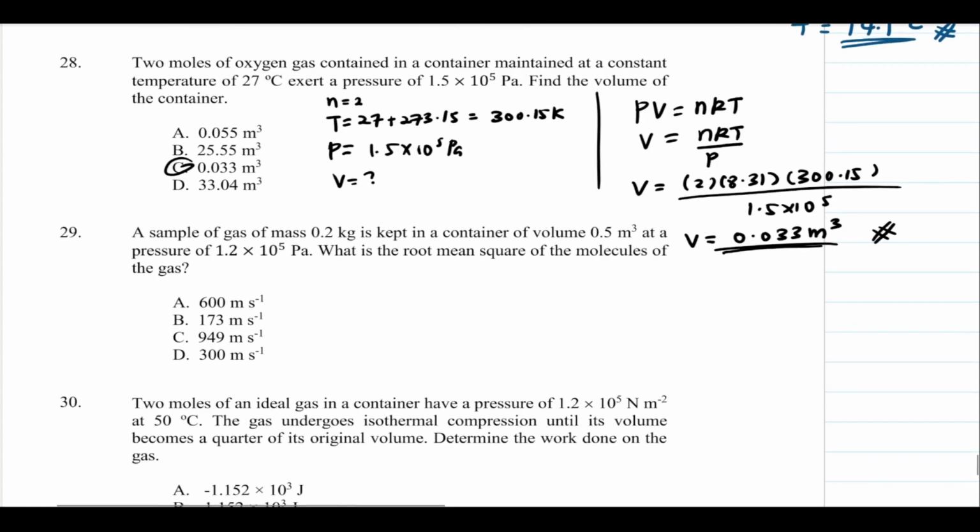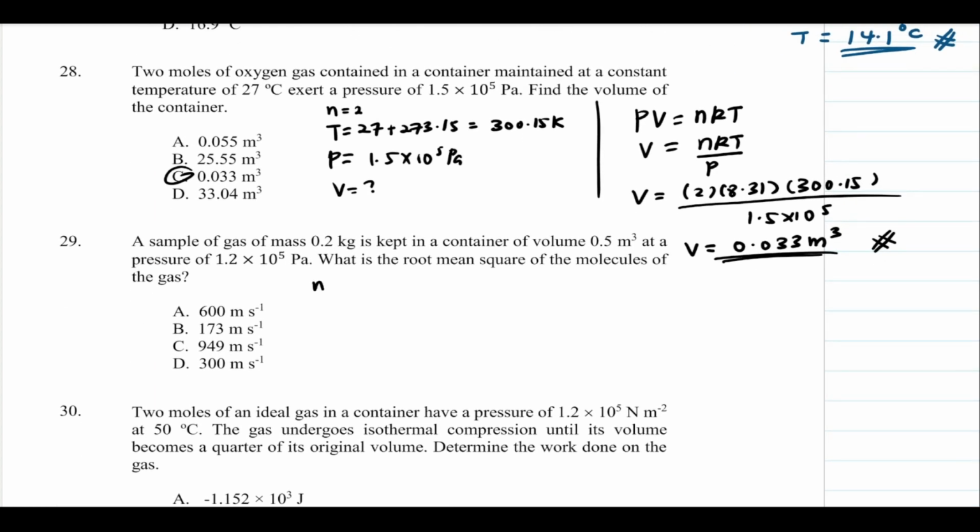Next, question 29. We have the mass of the gas is 0.2 kg. Escape in a container of volume is given. Unit dia tolong check. So ini unit tak ada masalah. Pressure is also given. What is the root mean square of the molecules?